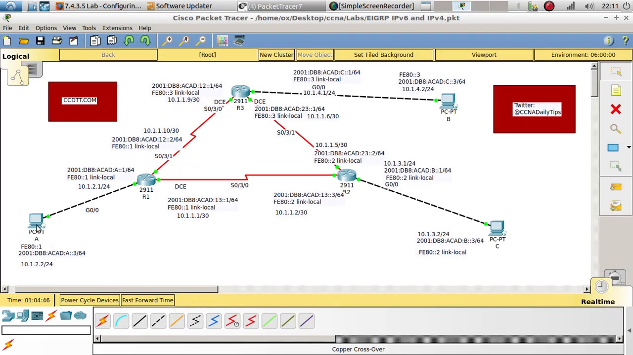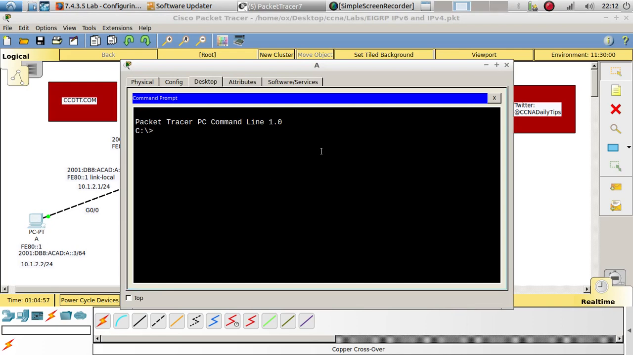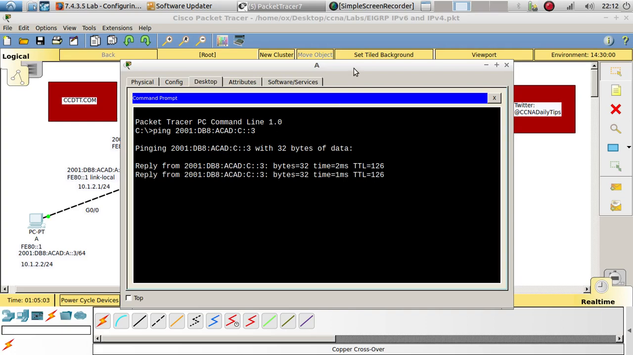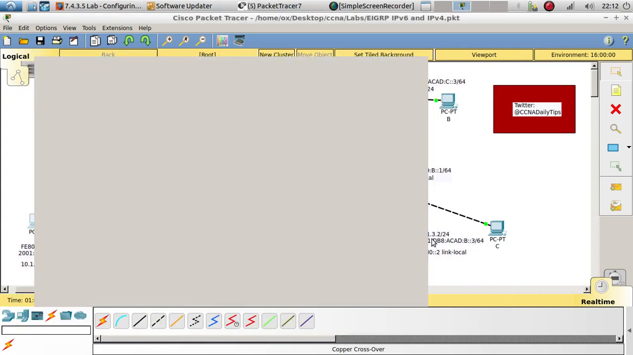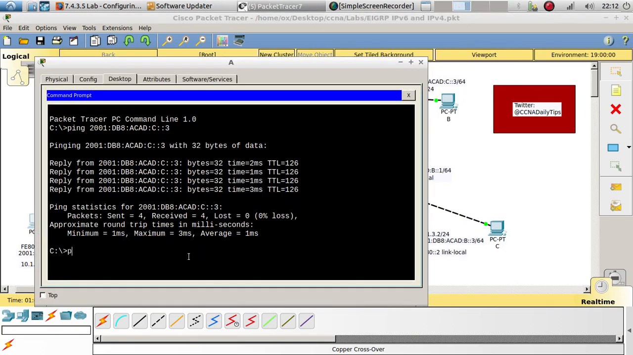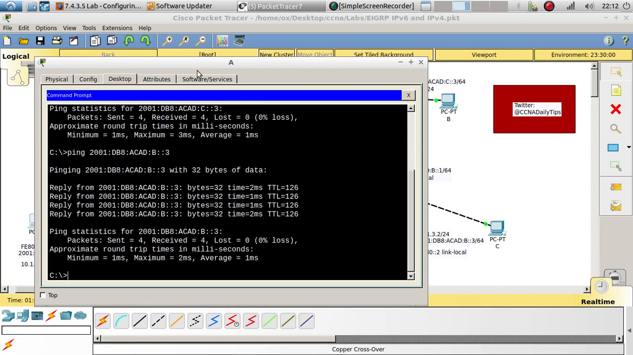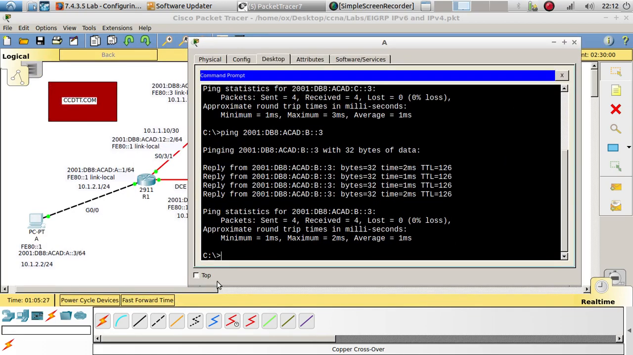So from here, from PC A, I should be able to ping this computer over here. So let's go ahead and ping computer B from computer A. So let's do a ping. Let's ping this computer over here, and I'm able to ping computer B. Now let's see if I'm able to ping computer C. Ping. So there it is. So we have a fully EIGRP IPv6 configured and working.